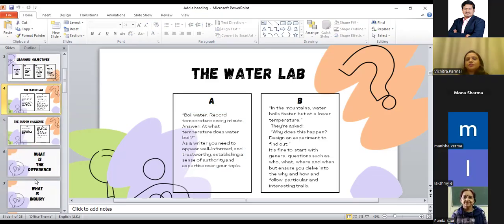What difference do you see in both the scenarios? Could someone bring in the difference here?